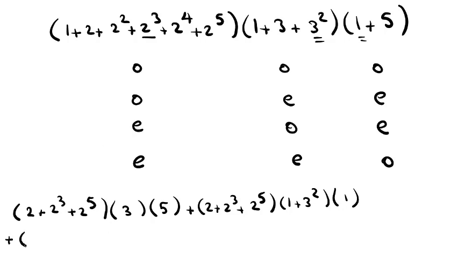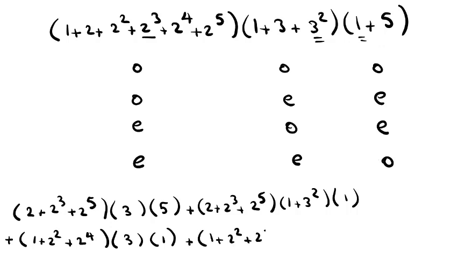The third case, even: 1 plus 2 squared plus 2 to the power of 4. Here, odd, it will be 3. Here, even, it will be 1. Plus, even, odd: it will be 1 plus 2 squared plus 2 to the power of 4, even, it will be 1 plus 3 squared, odd, it will be 5. Now, let's calculate.